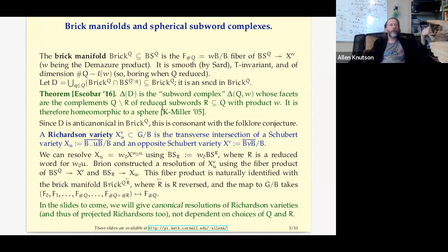And it wasn't really until Escobar's thesis that we had, well, there's a couple of different geometric ways to run into these, and one of them is in her thesis. Anyway, it's an example of the folklore conjecture. So the question of can one use these canonical, these God-given resolutions to do Schubert calculus? Sounds great to me, but I haven't gotten very far with it. We can talk more about it.